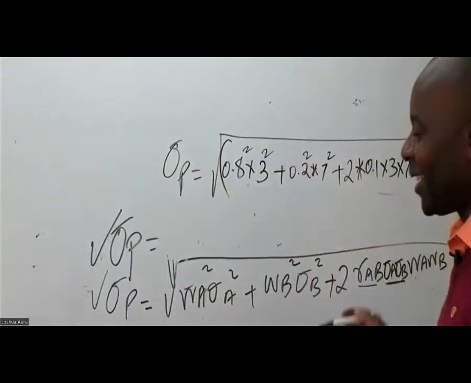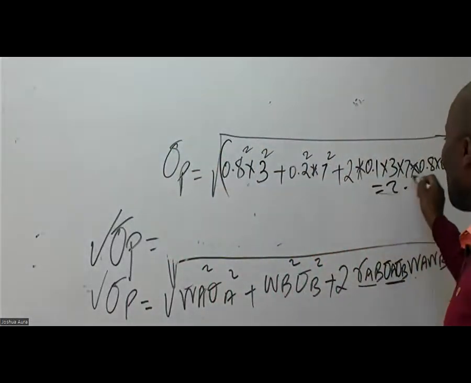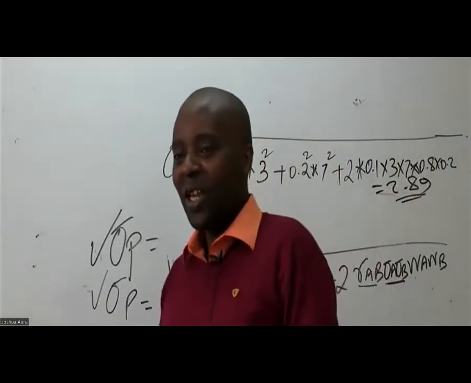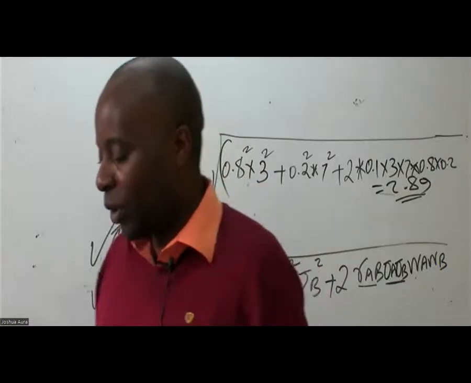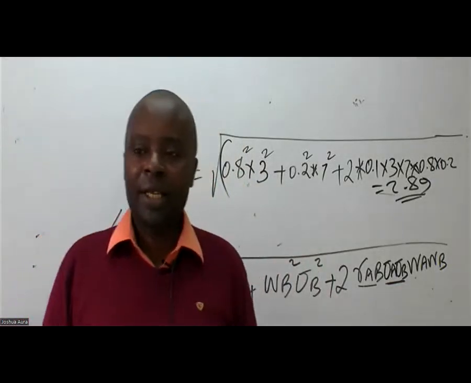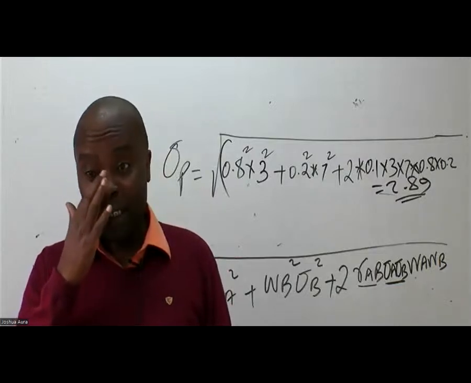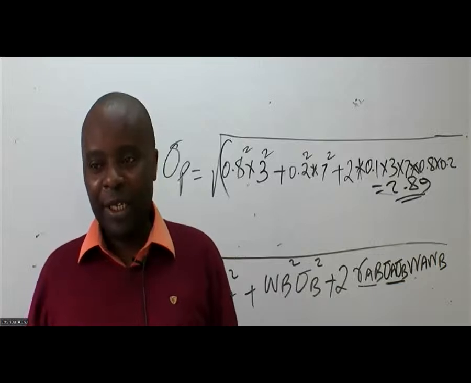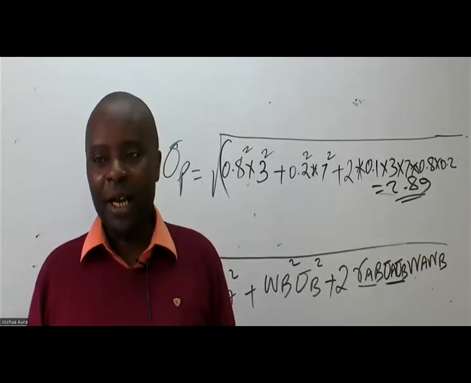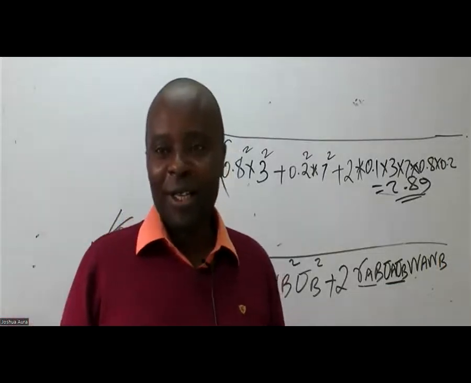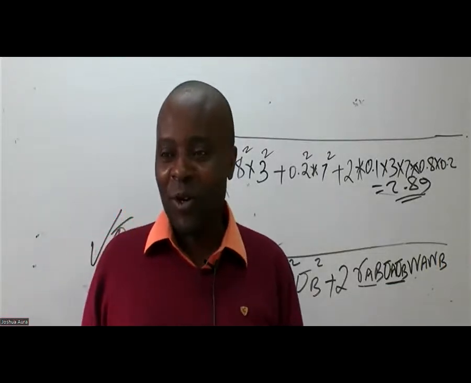2.89. I'm getting here 2.89. There are very few students who have gotten that answer. Very few. David, Sylvia, James, Kia, Carol, Atieno, good. But you see, that is a very small number.